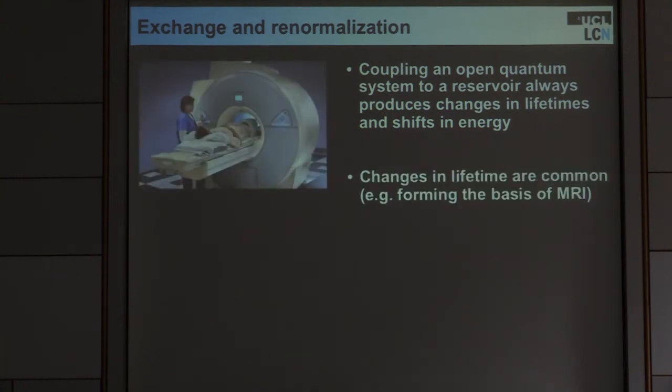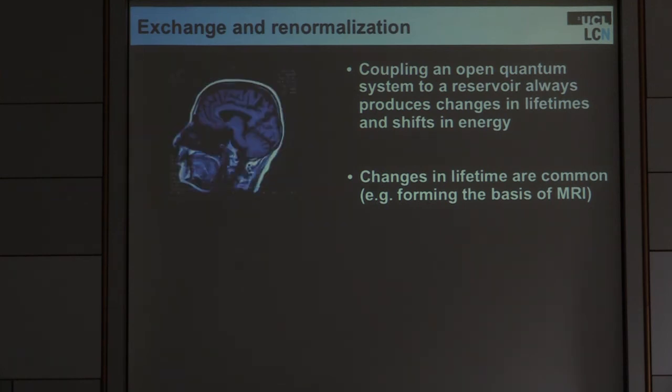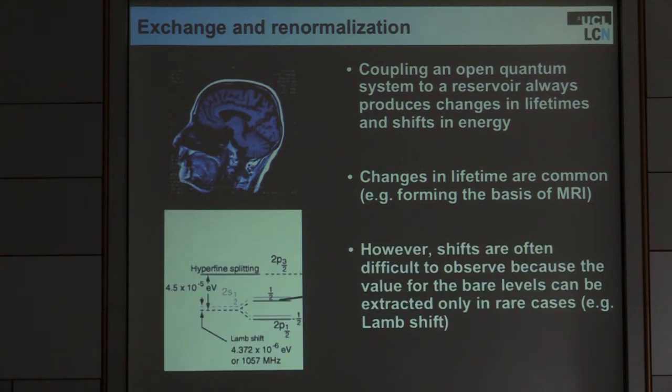Now, lifetime changes are so common that you can even do medicine with them. Right? This is how an MRI works. You're basically measuring changes in spin lifetimes as a function of position. And this is the thing that allows us to tell that we actually have brains inside ourselves without cutting ourselves open to check. But actually measuring energy level shifts is not so common. Why is that? Well, in an uncoupled case, the lifetimes are infinite, and in the coupled case, they're finite. So measuring not infinite is straightforward.